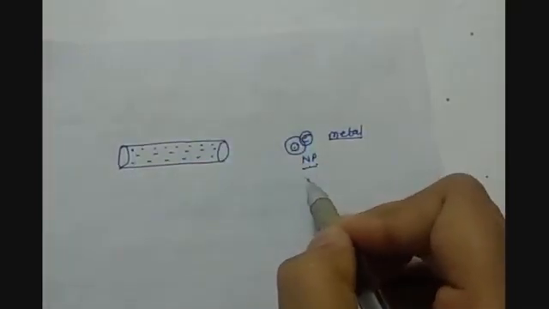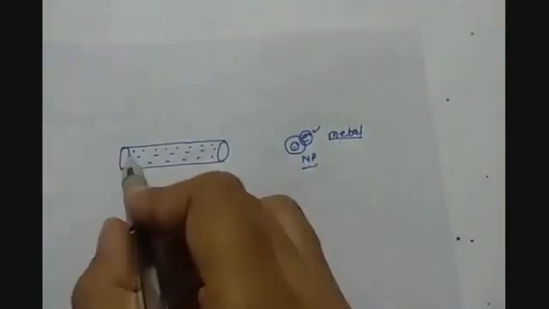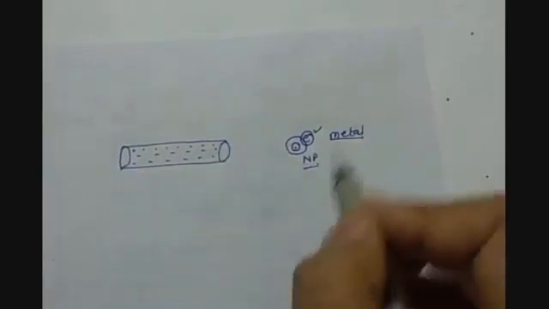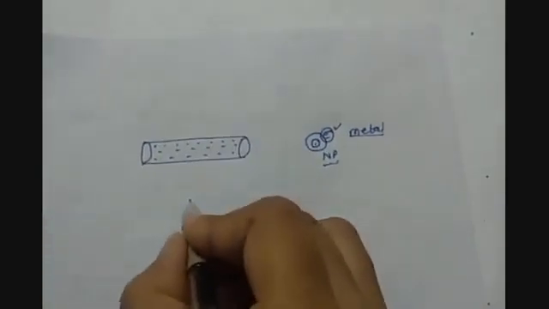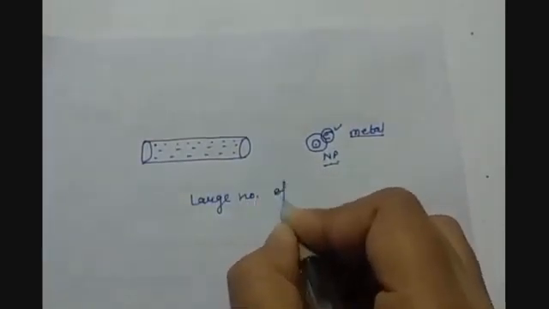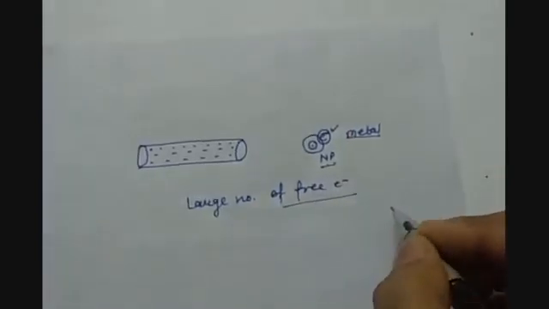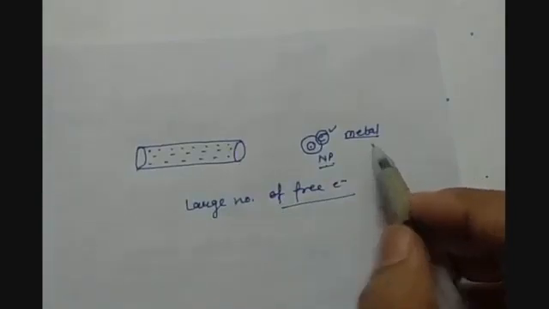But these electrons revolve around the nucleus. In the case of metals, as we know, atoms are so closely packed with each other that some of the electrons get free to move inside the conductor. Inside the material, they can move throughout the material. So we have a large number of free electrons in metals.